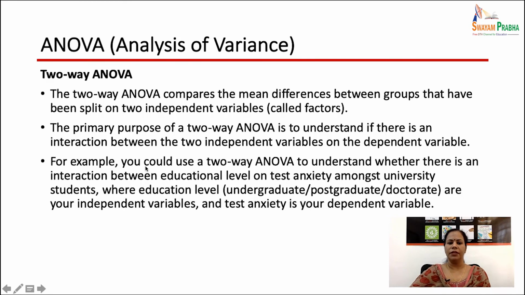For example, you could use a two-way ANOVA to understand whether there is an interaction of educational level on test anxiety among university students, where education level can be undergraduate, postgraduate and doctorate. These are the independent variables and we test the anxiety score. So the test anxiety is your dependent variable. So when you want to find out the impact of these particular demographic variables on the scores or on the dependent variable, then you go for the two-way ANOVA.